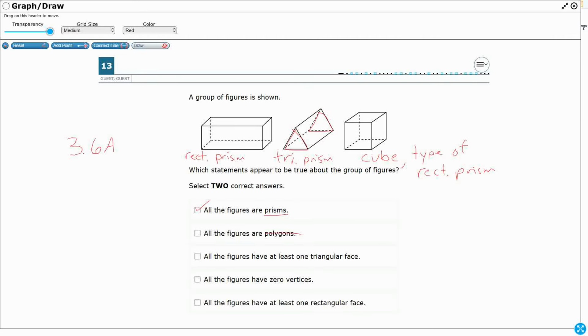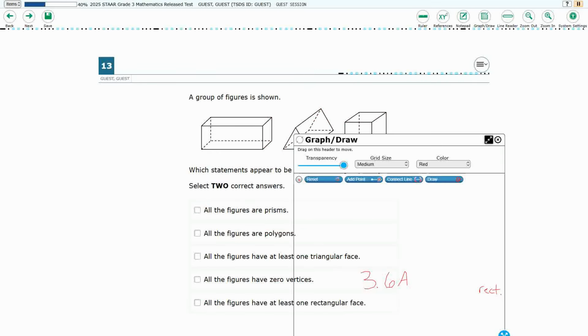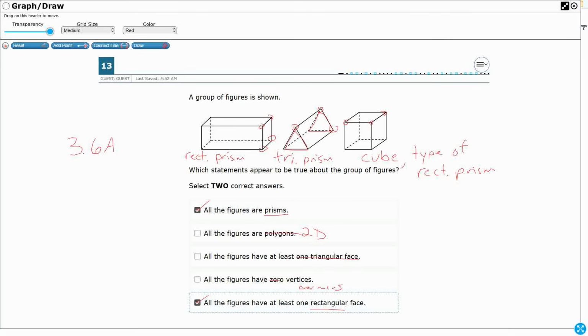They're not polygons because those are 2D. They do not all have at least one triangular face, only the triangular prism does. They do not have 0 vertices. Vertices are corners, and so we get corners all over the place here. We get corners here, we get corners here, we get corners here. So it's going to be the first one, and it's going to be that last one. It's going to be that rectangular face. Face is the flat side of a 3D object where edges meet. And they each have rectangular faces, including this triangular prism. It's the rectangles that connect the two triangular bases. So it's the first and fifth option here.